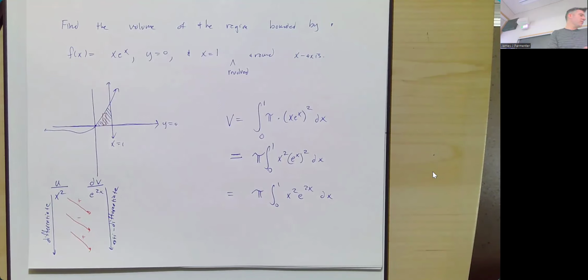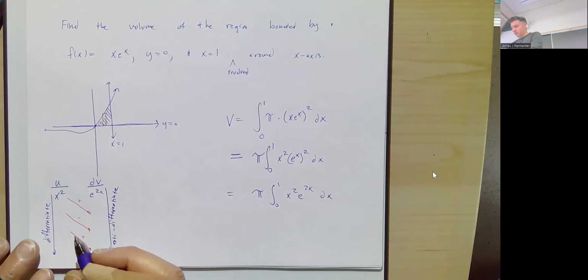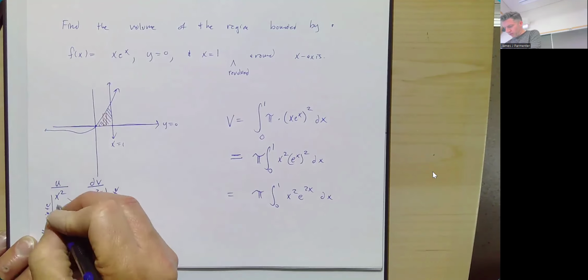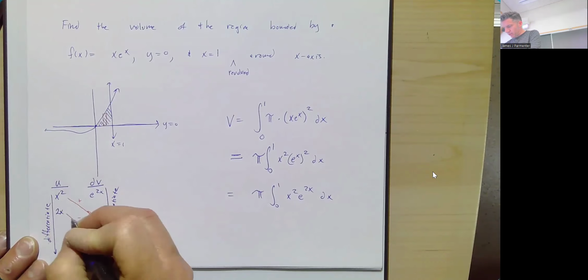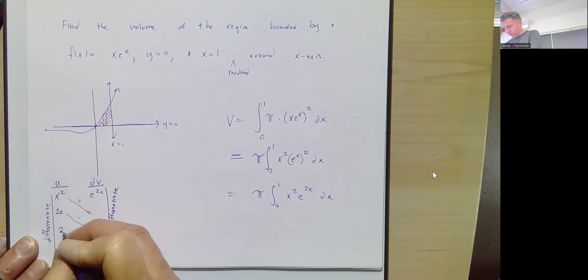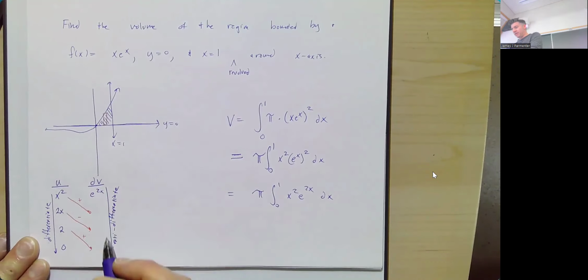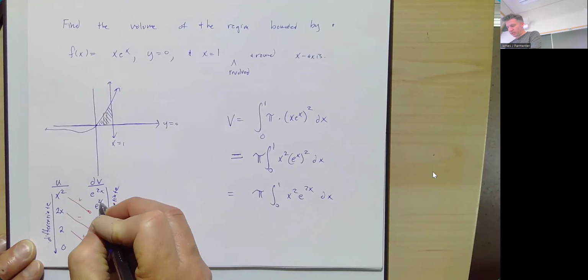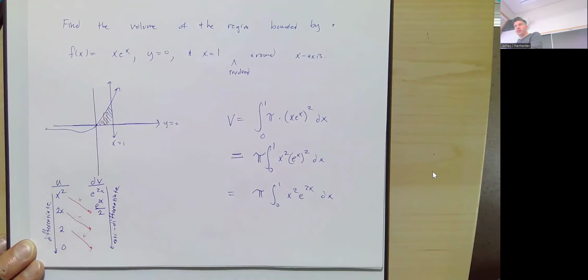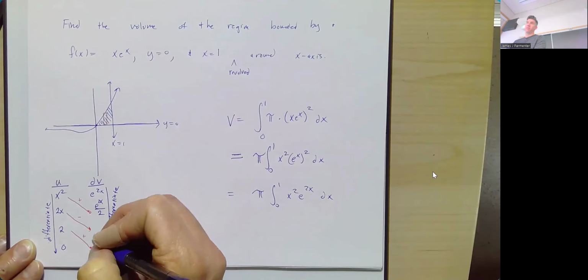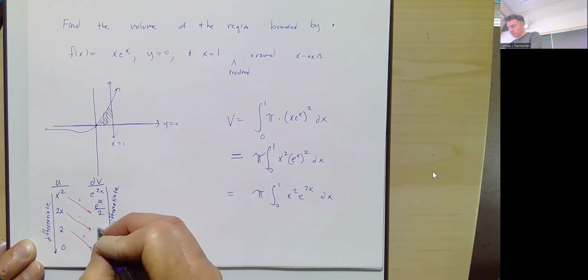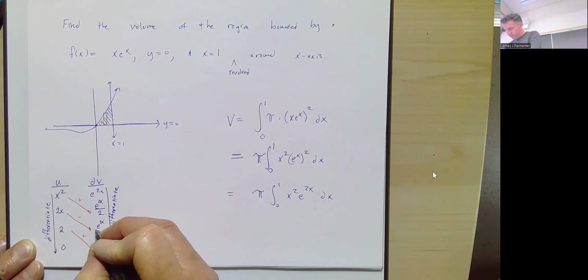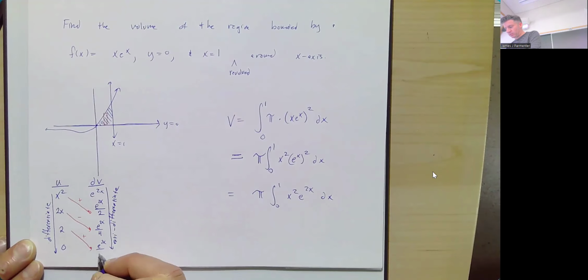We should ask you all questions for this. Let's see. So making my u column here, the derivative of x squared is 2x. Derivative of 2x is 2. Derivative of 2 is 0. For my antiderivatives, the antiderivative of e to the 2x is e to the 2x divided by 2. The antiderivative of that's going to be e to the 2x divided by another 2. So it's going to be e to the 2x divided by 2 times 2. And finally, the third one down here is going to be e to the 2x divided by 2 times 2 times 2.